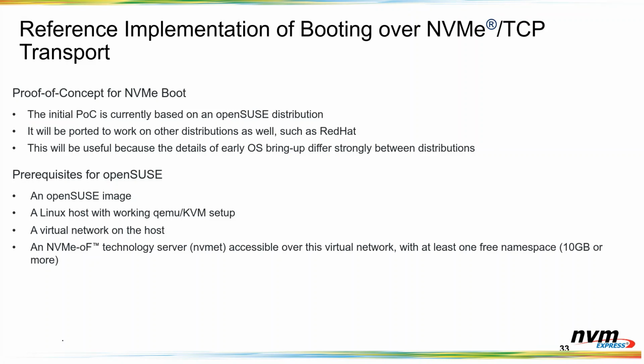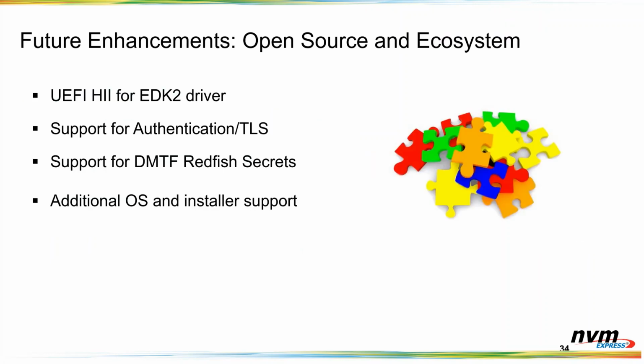For instance, today, for that OpenSUSE image, the minimal prerequisites are an OpenSUSE image, of course, a Linux host with a working KVM QEMU setup, virtual networking on that host, and some sort of NVMe over Fabrics subsystem as a storage device. And this could still be just another QEMU virtual machine running NVMe TCP. And that should be enough for the typical developer to be able to get started with interoperability for this environment.